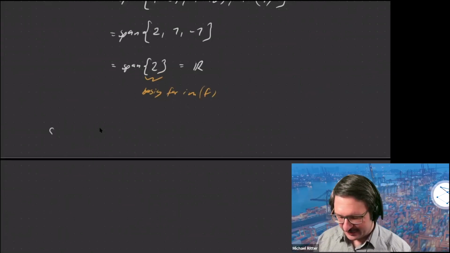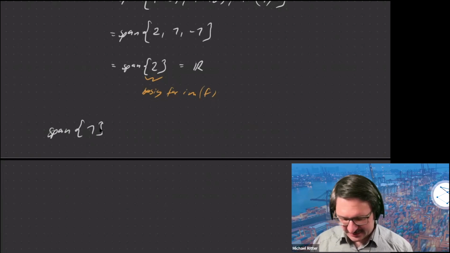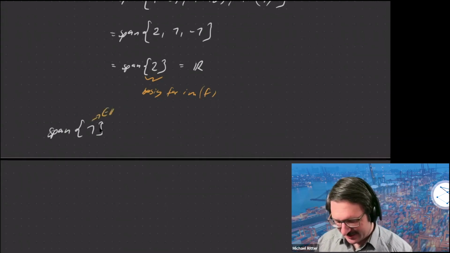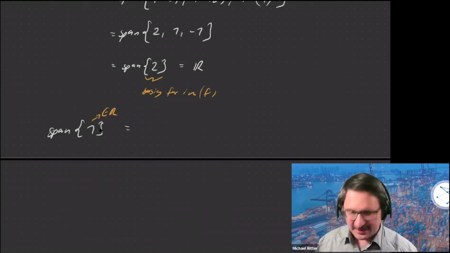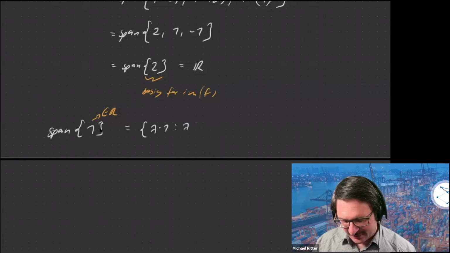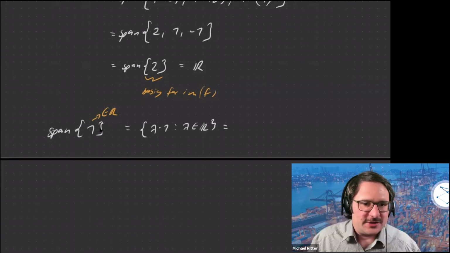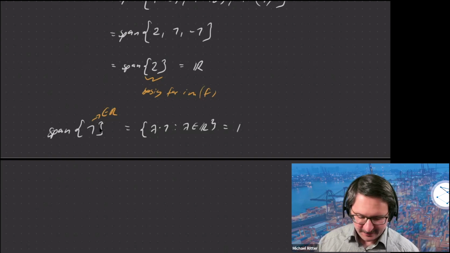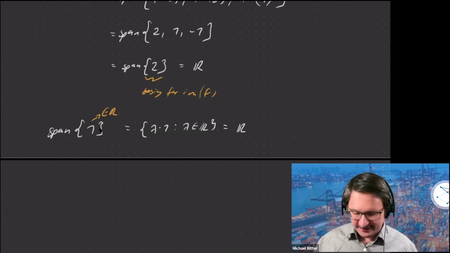Let me clarify this. So what I mean here by span 1 is that this 1 is a number, the real number 1, right? So the span of 1 is the set of all linear combinations of that 1, and a linear combination of a vector is lambda times the vector, lambda in R. So in effect, lambda times the real number 1 is just lambda. So that is the set of all lambda in R, right? And that's R, the set of all reals.